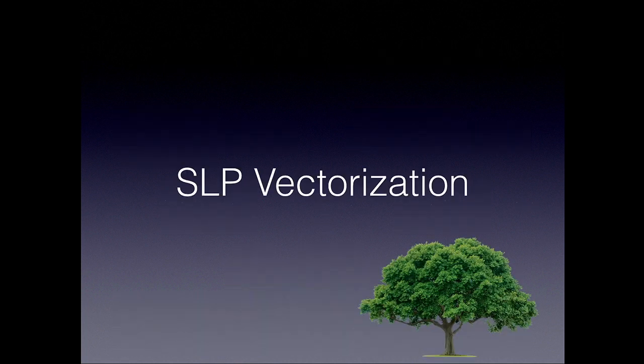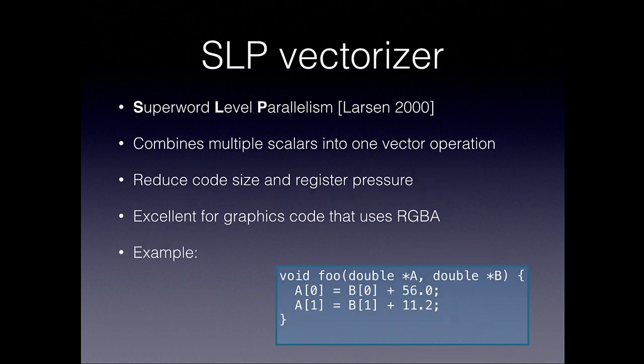Okay, so we've talked about loop vectorization. Nadav will tell us a little bit more about SLP vectorization. Okay, so the SLP vectorizer is the second vectorizer that we implemented this year. And it's quite different than the loop vectorizer. And there's a picture of a tree, and I'll explain why in a little bit. So SLP stands for superword level parallelism. And the idea is pretty simple.